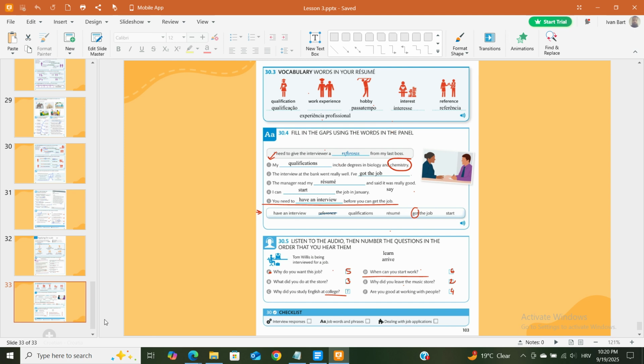30.5 Listen to the audio, then number the questions in the order that you hear them. Tom Willis is being interviewed for a job. Why do you want this job? What did you do at the store? When can you start work? Why did you leave the music store? Why did you study English at college? Are you good at working with people?